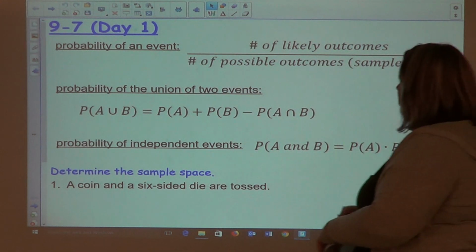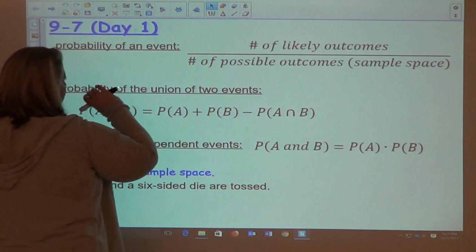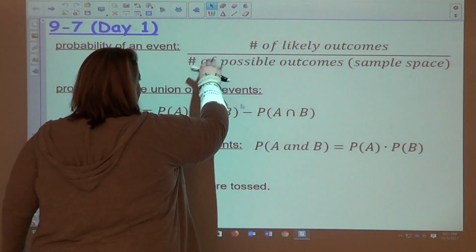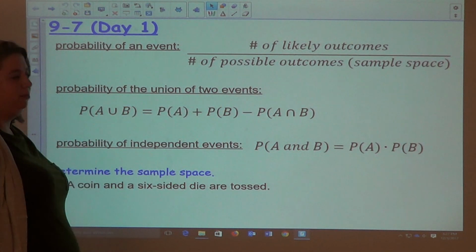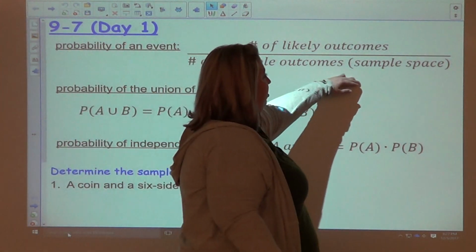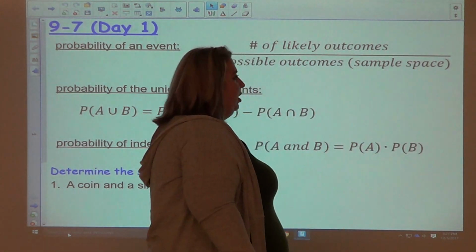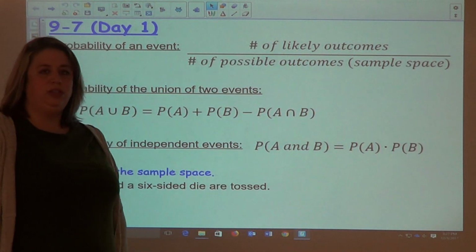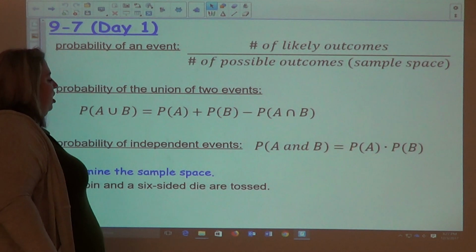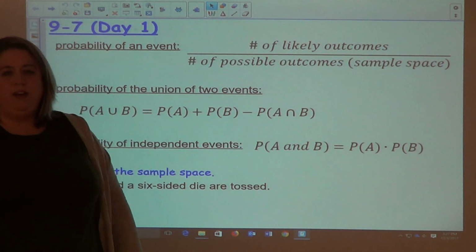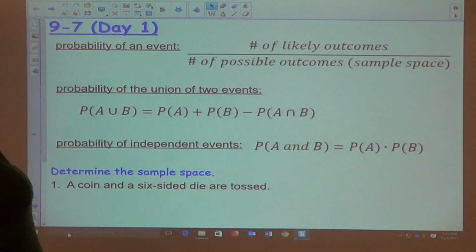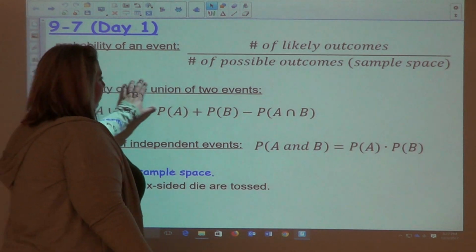What we're going to talk about is basic probability, which is the number of likely outcomes divided by the number of possible outcomes. And possible outcomes is called the sample space. So like sample space on a coin would be heads, tails. Sample space on a dice will be 1, 2, 3, 4, 5, 6. Okay?